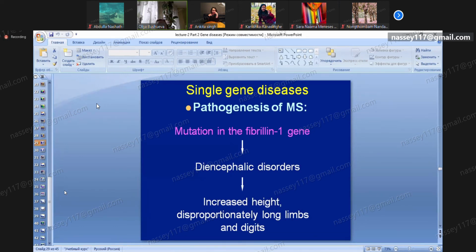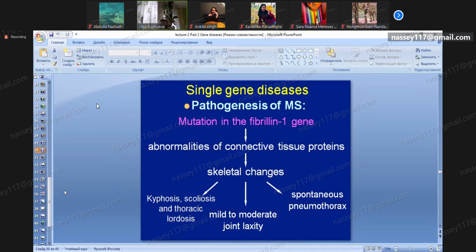Mutation in this gene leads to diencephalic disorders such as increased height, disproportionately long limbs and digits. Also, mutation in this gene leads to abnormalities of connective tissue proteins, such as skeletal changes, kyphosis, scoliosis, and thoracic lordosis, mild to moderate joint laxity, and spontaneous pneumothorax.